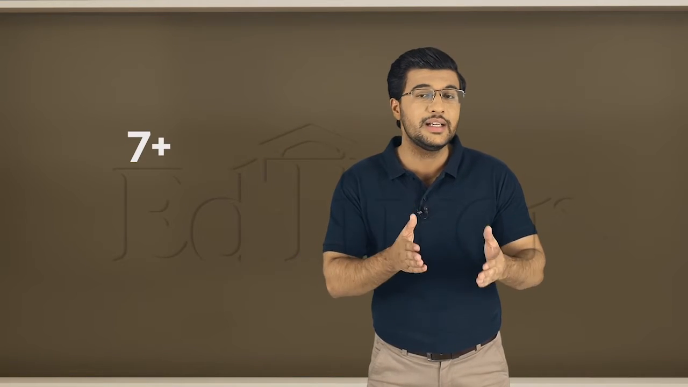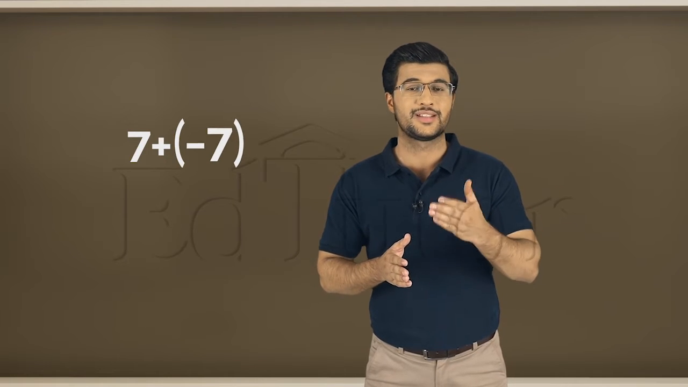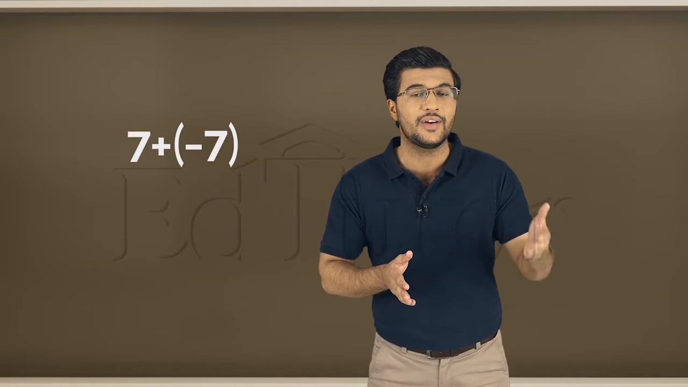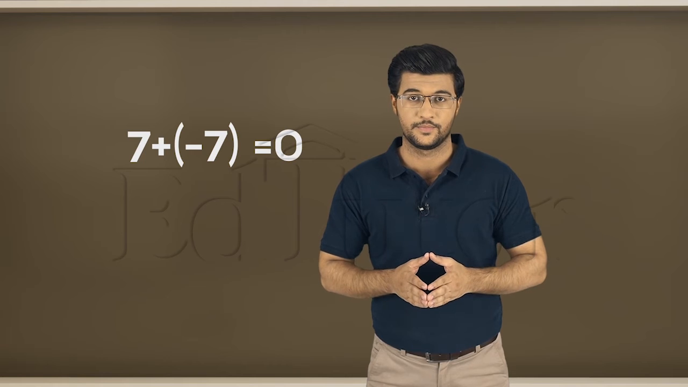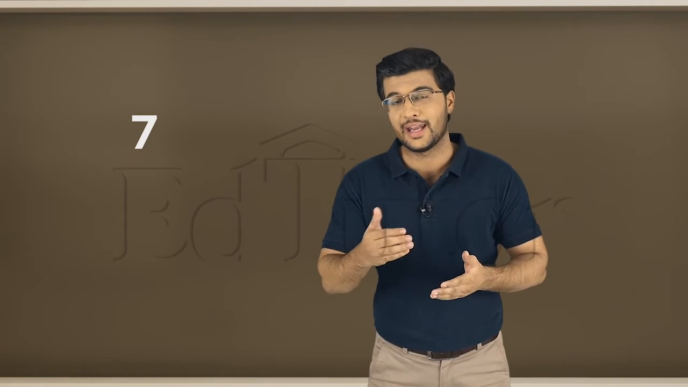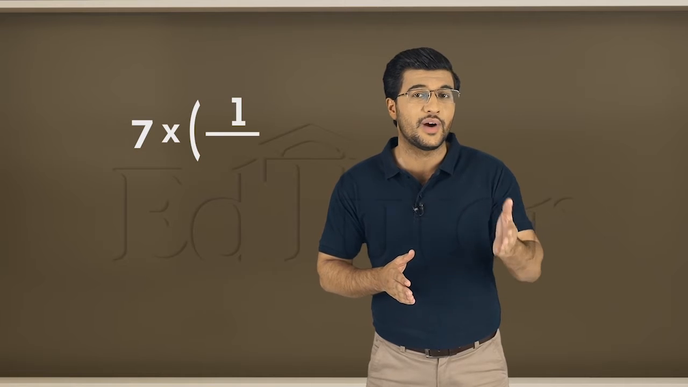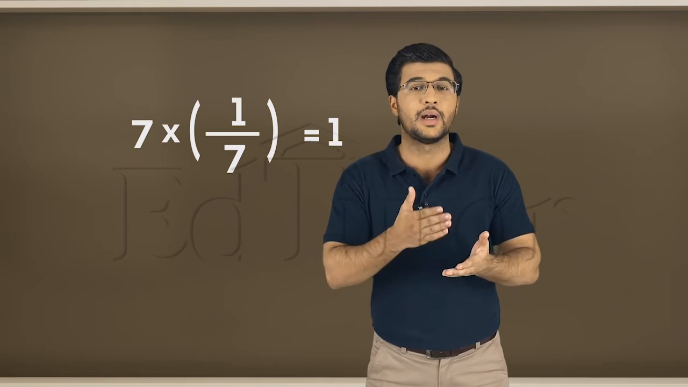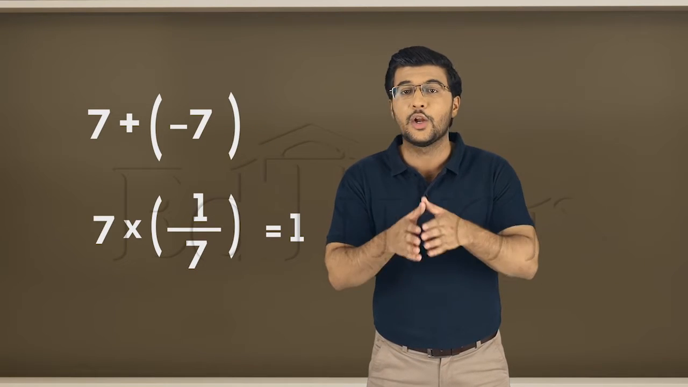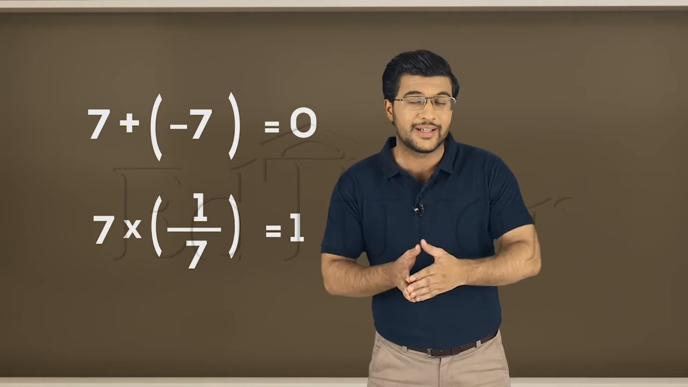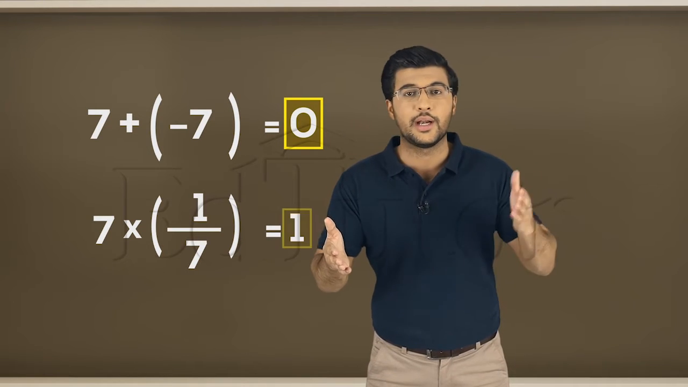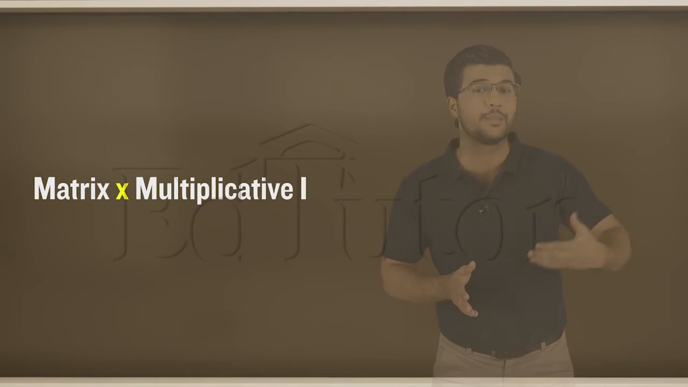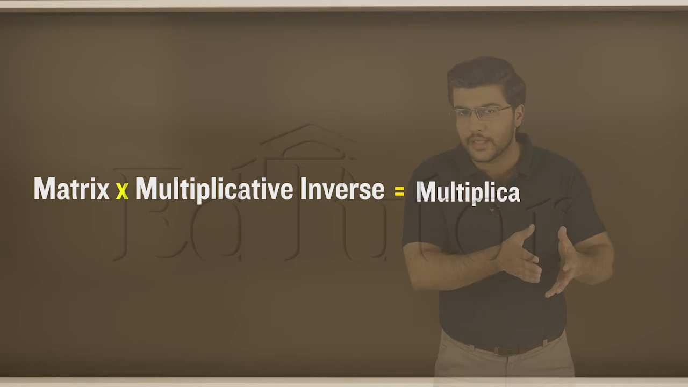For the number 7, the additive inverse was its negative, -7. And the result after addition of 7 and its additive inverse was the additive identity, that is 0. Now, let's take 7 again. Its multiplicative inverse will be 1 by 7 because when multiplied by 7 you get 1, which is its multiplicative identity. So in short, an operation with the inverse gives you the respective identity, 0 in addition and 1 in multiplication. This also means that when a matrix is multiplied by its multiplicative inverse, the result will be the multiplicative identity.